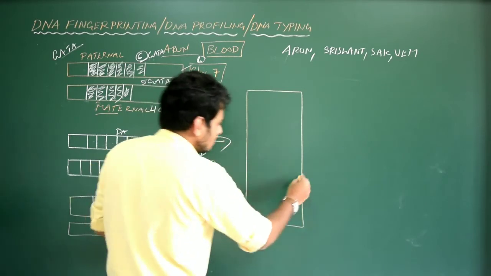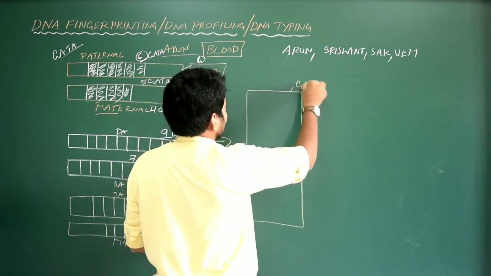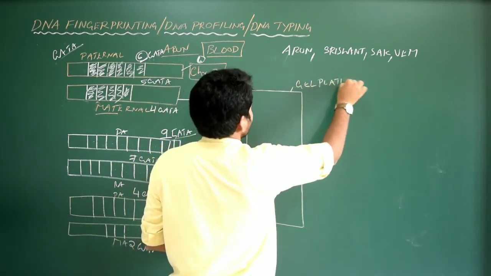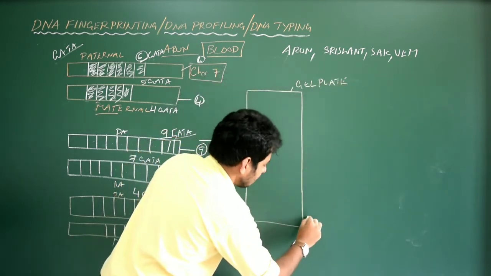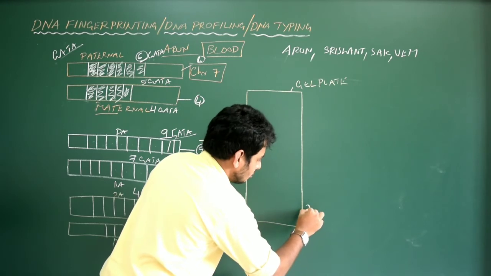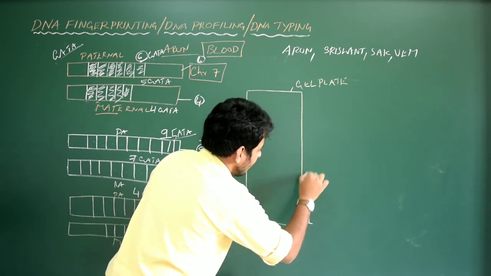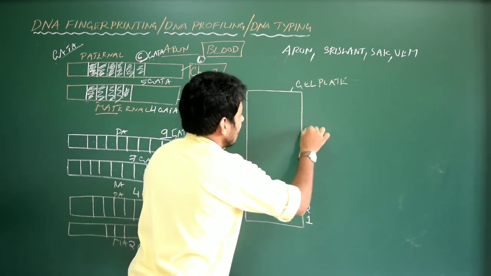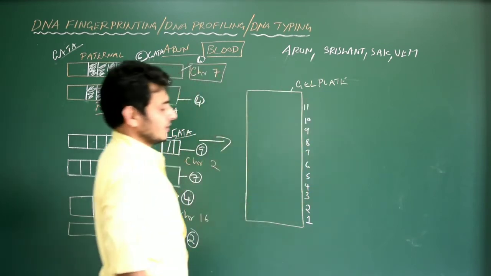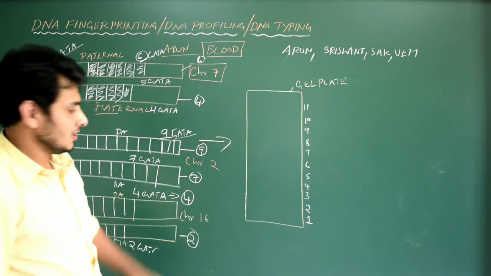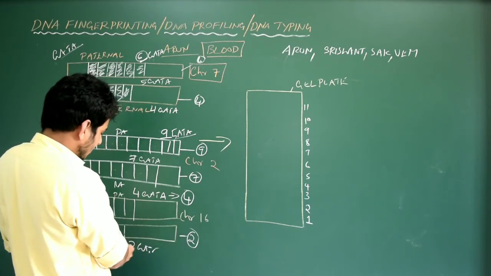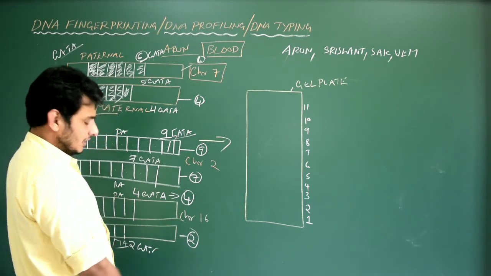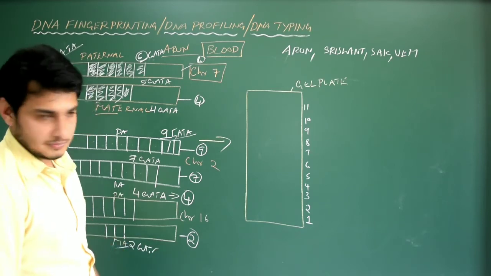Okay, so this is now the gel plate. Gel plate. What I am going to do is, okay, so let me just write the tandem repeats. 1 here, 2 here, 3, 4, 5, 6, 7, 8, 9, 10, 11. Like this, the tandem repeats. So it is understood that in the chromosome number 16, that is in the maternal chromosome, how many tandem repeats are there? 2 are there.